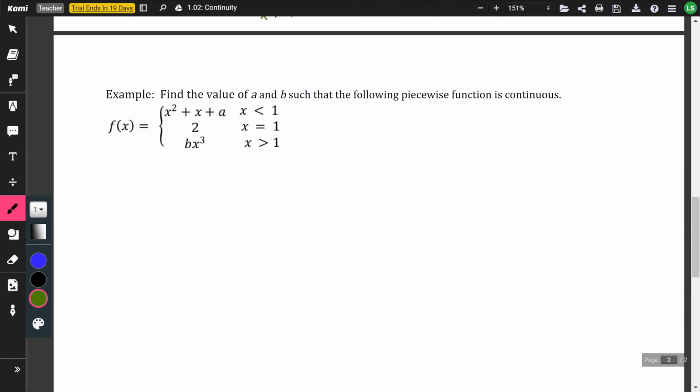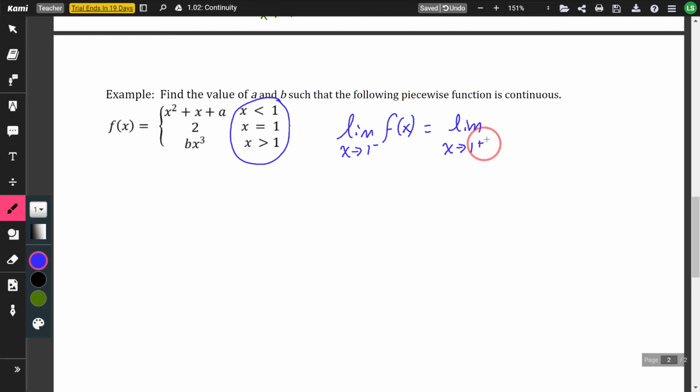Our last example is what happens if we have a piecewise function and we want it to be continuous, and we need to figure out what values are going to make this work. So again, we have to remember our three aspects. Since right here we're talking about x equal to positive 1 this time, we know that the limit as x approaches 1 from the left must be the same as the limit as x approaches 1 from the right, and it has to be the same as the value of f of 1.